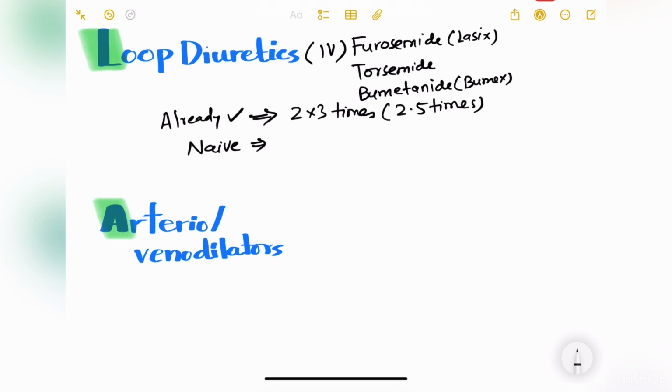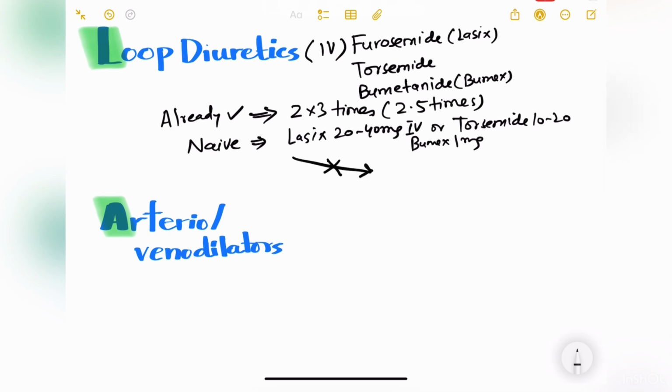And if the patient is diuretic naive, meaning never used any diuretics, then we need to start with Lasix, 20 to 40 milligrams IV in a day, or torsemide, 10 to 20 milligrams, or Bumex, 1 milligram. So if there is inadequate response to these diuretics, then we can double the dose. The response to diuretics can be assessed with the urine output.